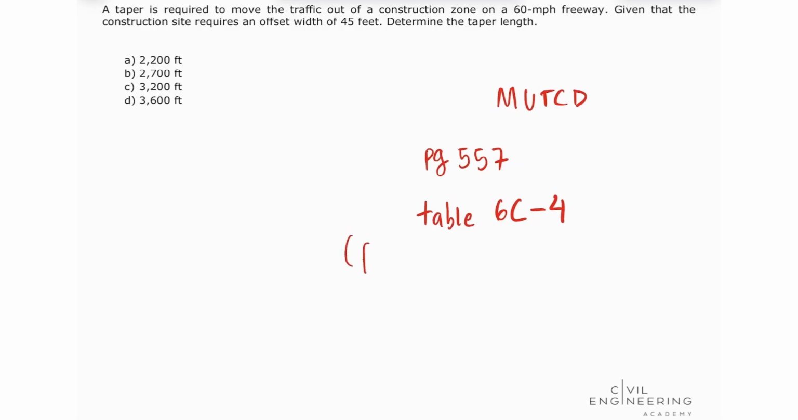So this problem is about temporary traffic control elements. And we are talking here about a taper, and to see the criteria, we're going to be referencing our MUTCD, and we're going to be looking on page 557, and we need to look on table 6C-4. These give us the formulas for determining the taper length.